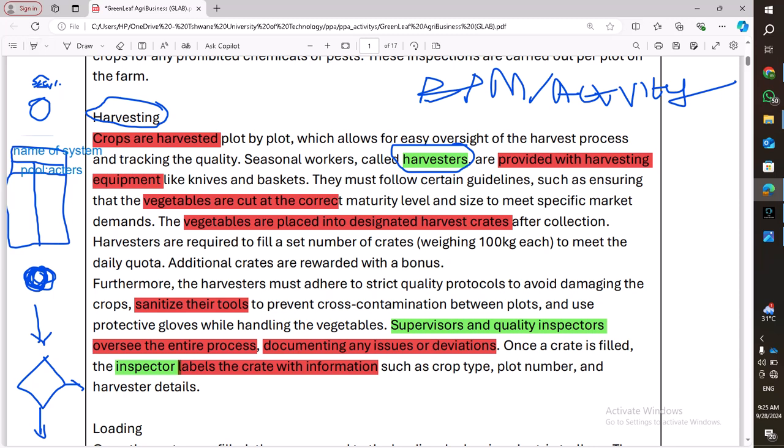Then they will move to another actor, which is the supervisor. What do supervisors do? They oversee the process and document the issues or deviations. Then the condition will say, did the trade fail? If yes, then it moves to the inspector, who labels the trade information.